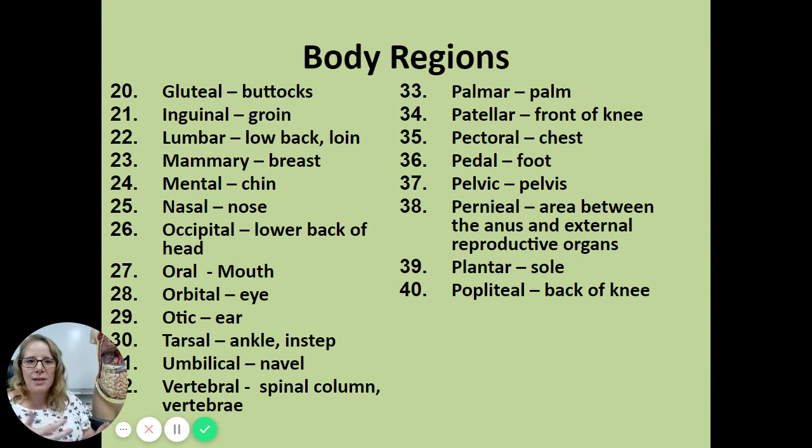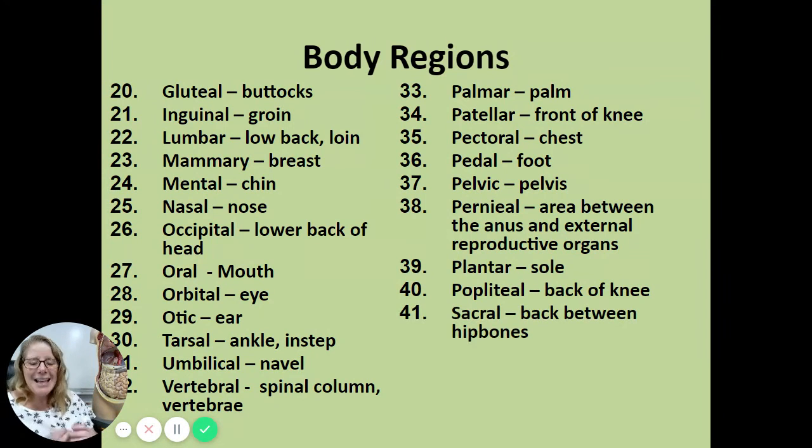Popliteal refers to the back of the knee. So remember the front of the knee is your kneecap. The back of the knee is the popliteal, or patellar for the front of the knee. I always remember this because if somebody makes you mad, you want to pop them in the back of the knee. Popliteal. Okay, again, I'm not violent.